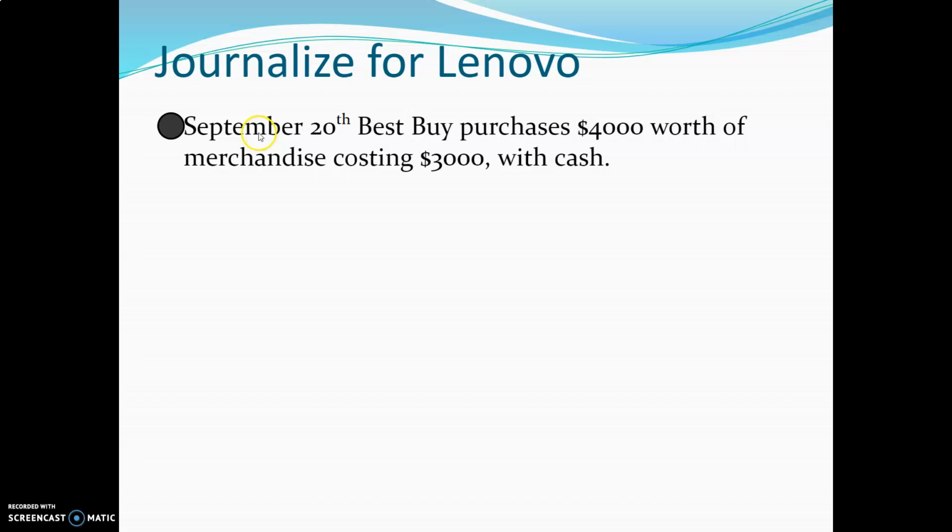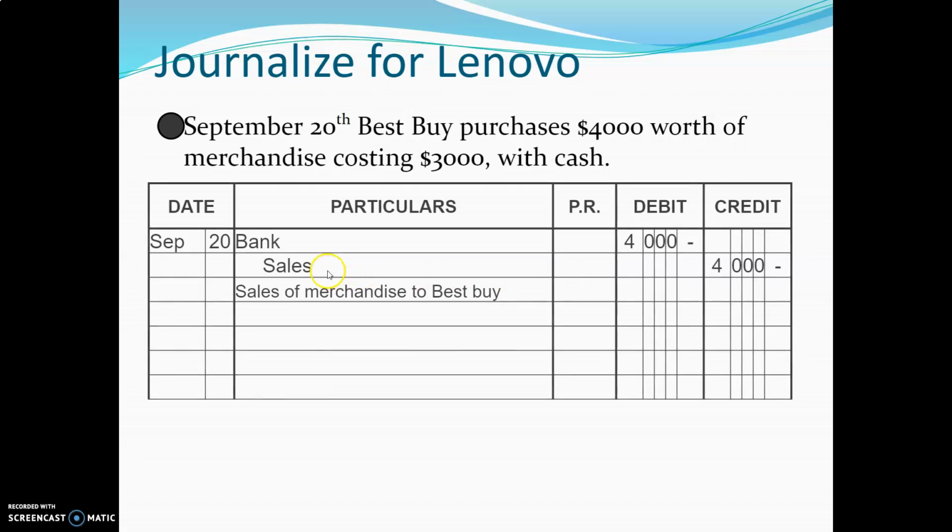2 entries, September 20th. One will end up being the sale, so we'll have $4,000 going into a sales account, and we'll have cash, which will end up being cash or bank. So this one's being debited, which means our sales will be credited. There's our $4,000, but this has not changed or updated the inventory amount. But we do know that the cost of the inventory being sold here is $3,000. So we have to create this new account called cost of goods sold, which ends up being debited $3,000, and our inventory gets credited to reduce its balance by that amount.